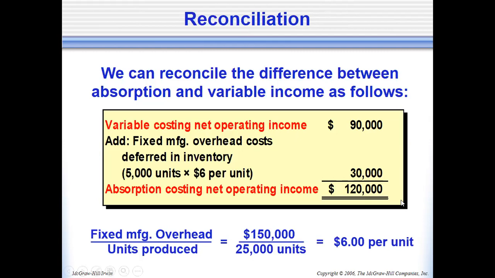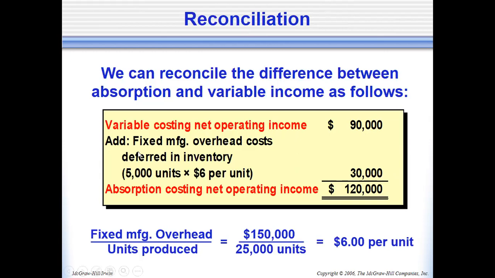So how much lower is it? That is the number of units in the ending inventory multiplied by the fixed manufacturing overhead cost. So 120,000 minus 30,000 is 90,000. I'm also doing the reverse analysis, not just this one.